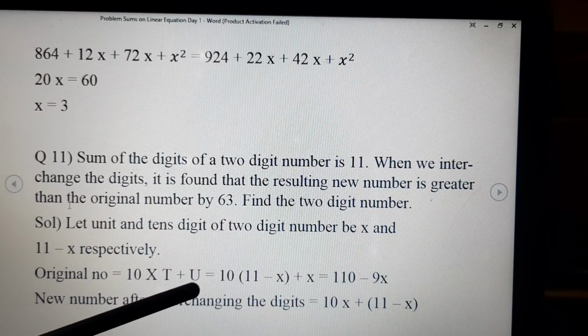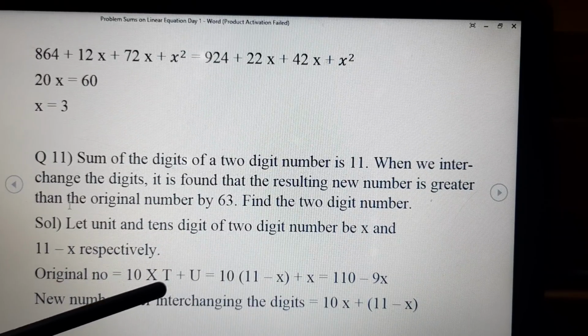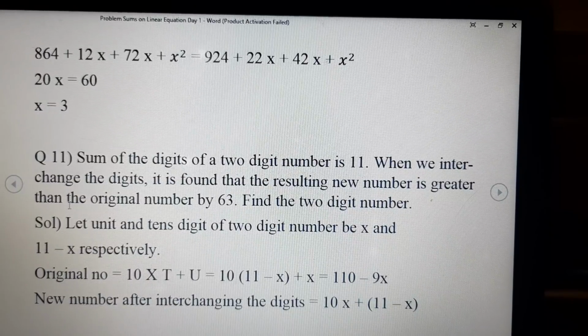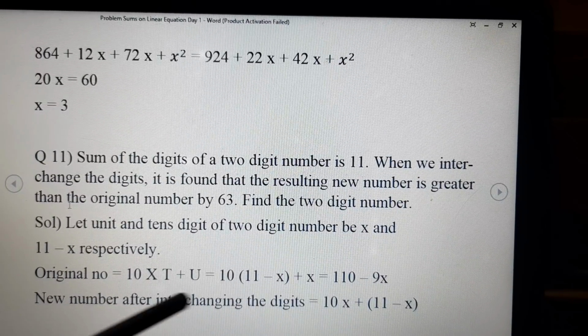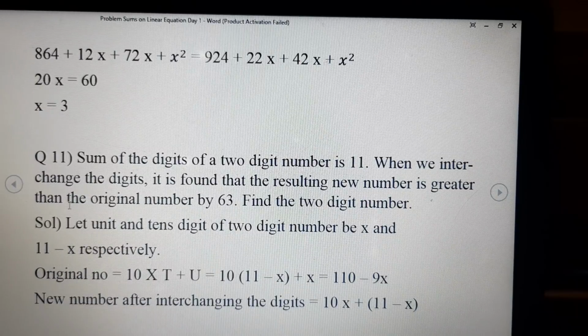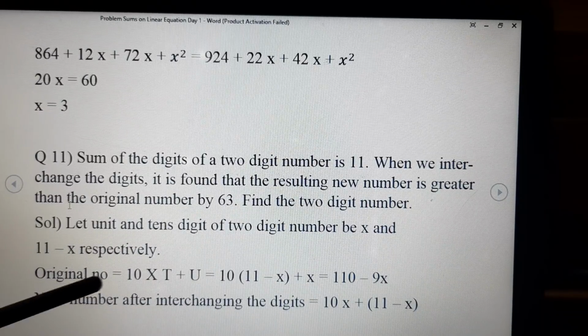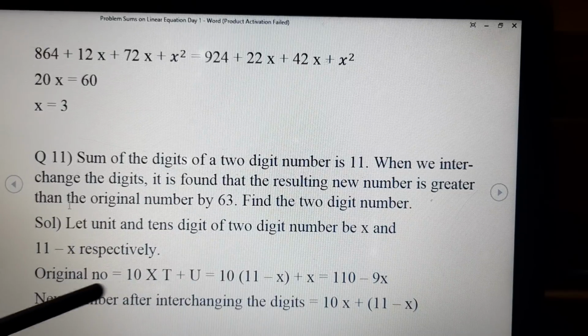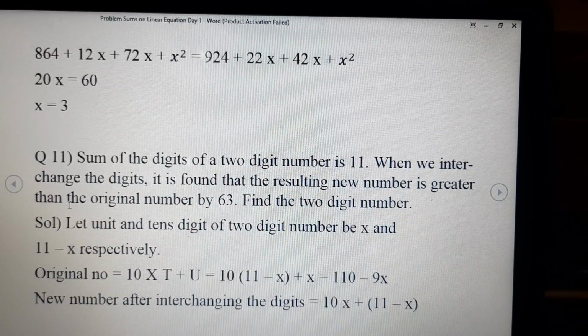So I have considered unit digit as x and tens digit as 11 minus x. So I have substituted here. So 110 minus 10x plus x means minus 9x. So the original 2-digit number becomes 110 minus 9x.